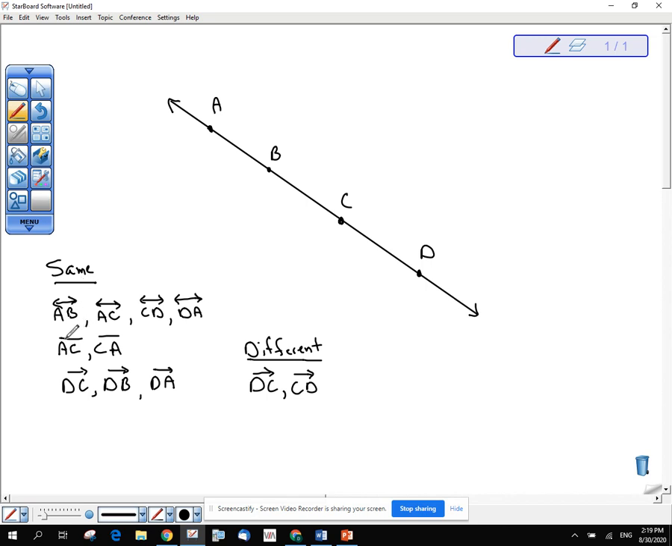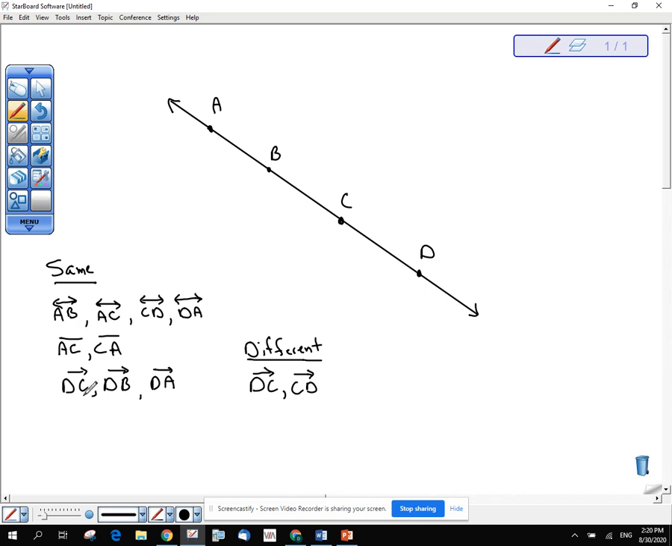Now something more restrictive, segment AC, I'm just picking that as an example. A is an endpoint, C is an endpoint. There would be no other way to duplicate that other than to just flip the letters. So yeah, segment AC and segment CA are the same segment, and that's it.